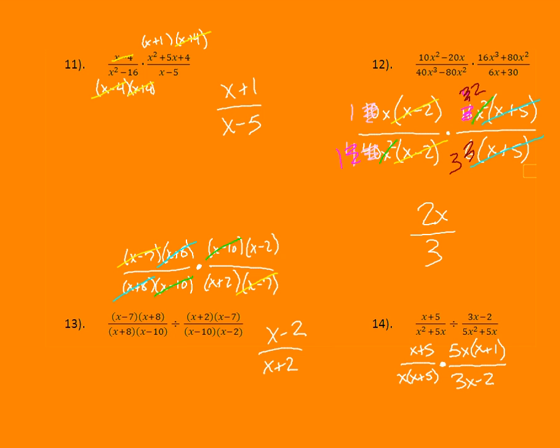So what should cancel here? All I have that can cancel is this x plus 5 on the top and bottom, and I also have here an x on the top and bottom. So my final answer here should be 5 times x plus 1 on the top and the 3x minus 2 on the bottom.